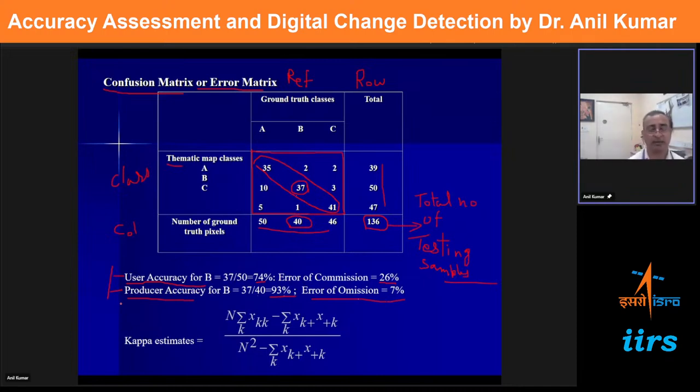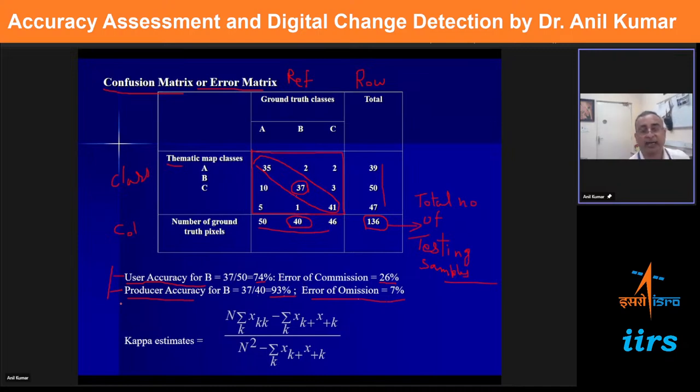So here you have 3 classes. So you should have 3 user accuracies for classes A, B, and C. And also you can calculate the error of commission for A, B, and C. In the same way for producer accuracy, you will get it for 3 classes, that is for A, B, and C. You can calculate the producer accuracy, and then also you can calculate the error of omission.